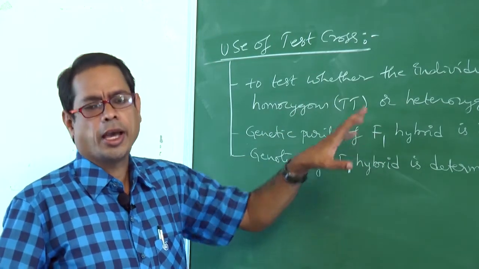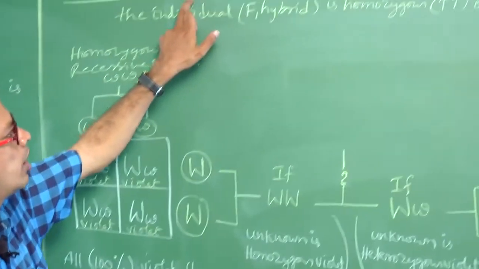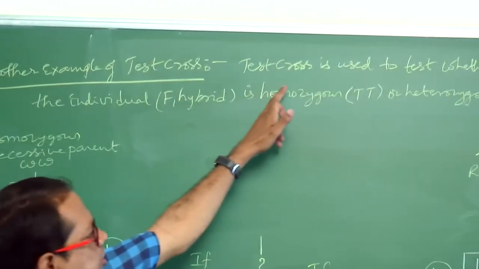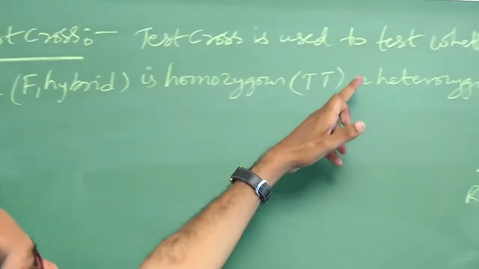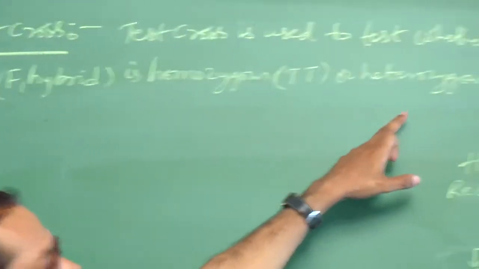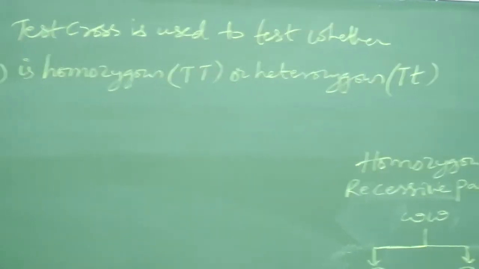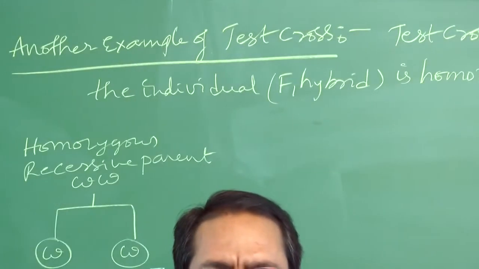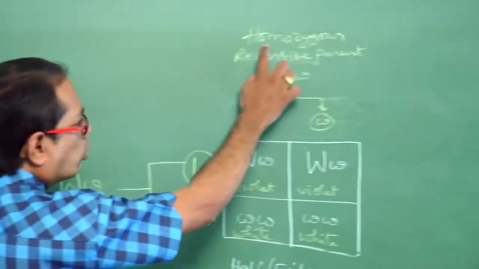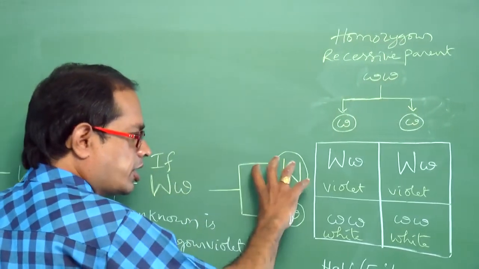To explain this, I am going to give an example. Look here, my dear students. Another example of a test cross. What is the purpose, what is the use of a test cross? A test cross is used to test whether the individual, that is the F1 hybrid, is homozygous or heterozygous. We know that the F1 hybrid must be heterozygous. What is the test cross? The F1 hybrid is crossed with the recessive parent. See, the recessive parent we have taken is the homozygous recessive parent. This is the F1.